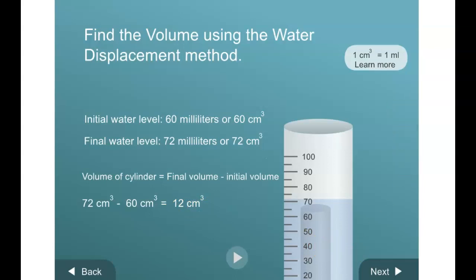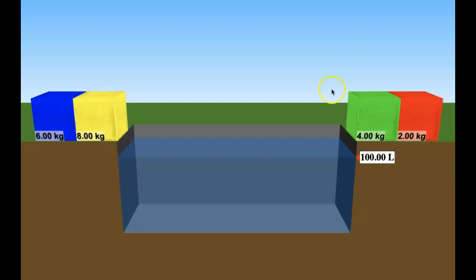Now I want to show you one more example. Notice we have a tank of water here that is 100.00 liters in volume. And notice I have 4 objects, each of the same volume. They have different masses, however. So I'd like you to think, if I were to place this blue object and this yellow object of the same volume into my tank of water, would they displace the same volume of water given that they're different masses?